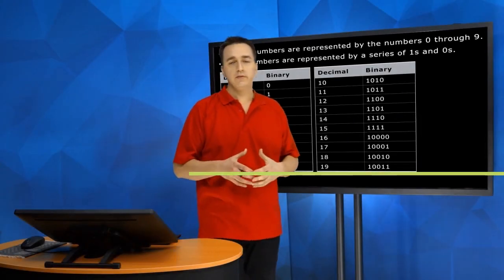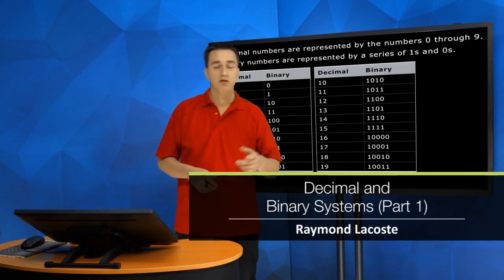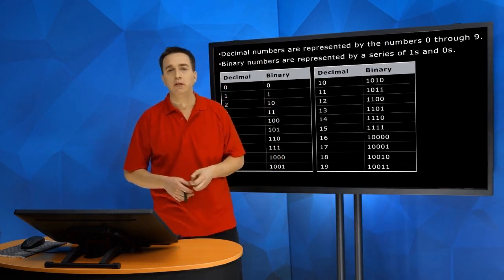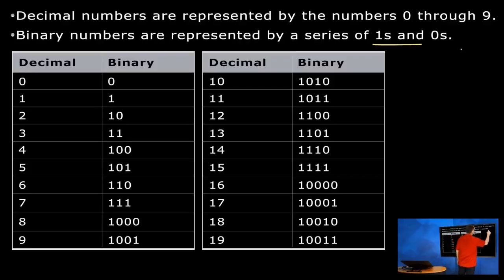What language is used by our computers? Is it English? Nope. French? No. Mandarin? Not even close. It's binary. And in binary, we're dealing with two possible values, 1 and 0.